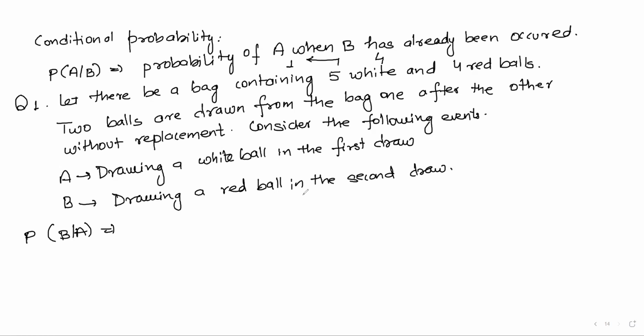First to ho gaya pehle. Iska matlab hai ki ab hum red ball draw kar rahe hain second round. So remaining balls left are 4 white and 4 red balls. We need to draw a single ball. Ek ball hi pick karna hai. Hame A ki probability find nahi karni. A ho gaya, that's completed. Hame B ki probability find karni hai. So we are just drawing a single ball.